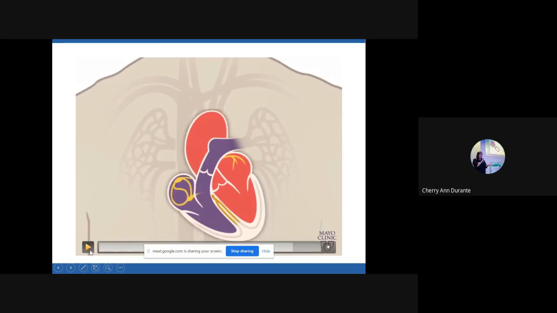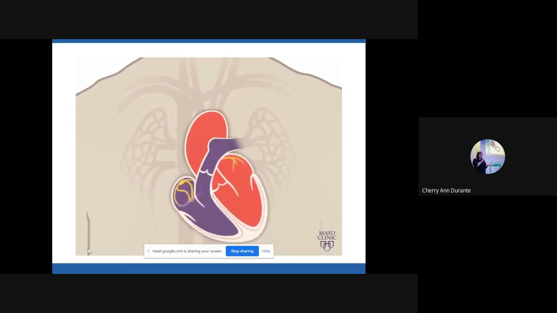Then it will go to your bundle of His. Tapos maghihiwalay siya right and left bundle branches. And then hanggang sa dulo nun, which is Purkinje fibers. And this, once the electricity reaches that part, it will contract your ventricles.